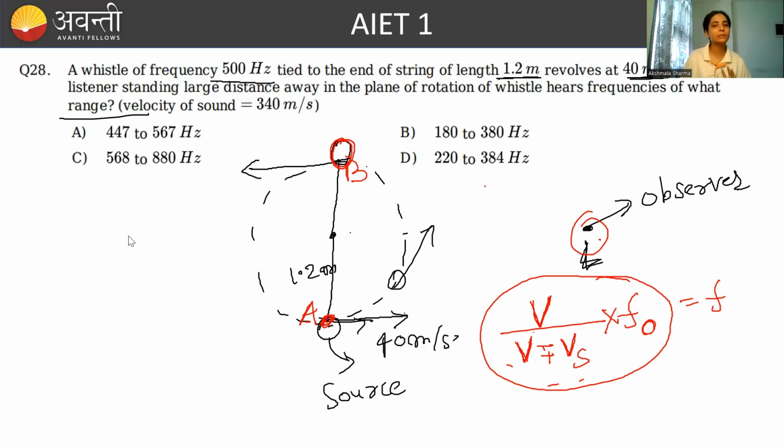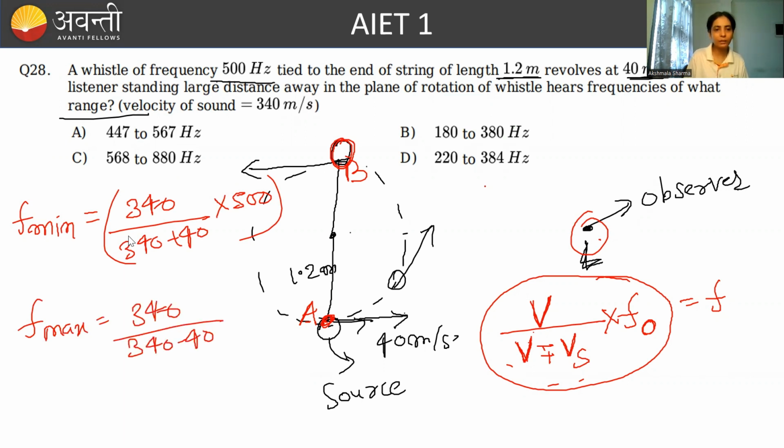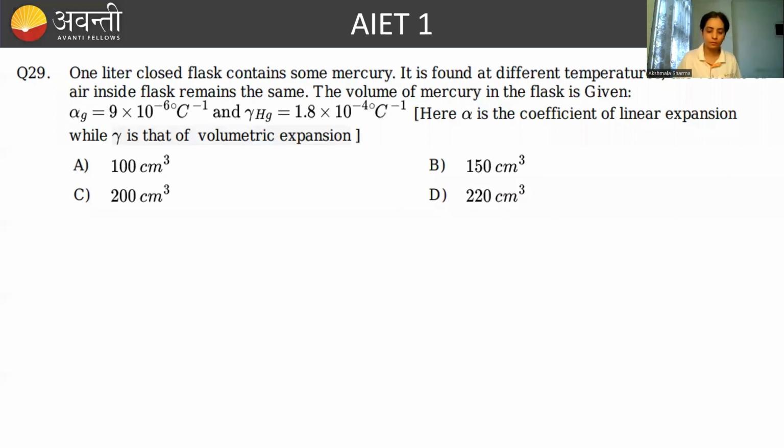So now let's calculate the maximum and minimum frequency. So look, what is the value of V given? I am finding the minimum frequency first. So for that, 340 by 340 plus 40, into how much? 500. Okay, you will do the calculation. And the max will be how much? 340 by 340 minus 40 into 500. So the frequency will lie between this and this, from this to this. Okay, that will be your range.